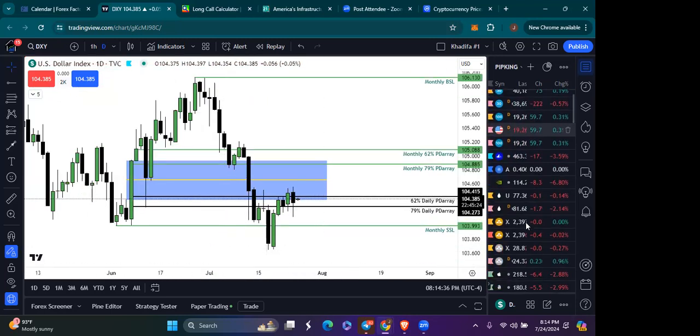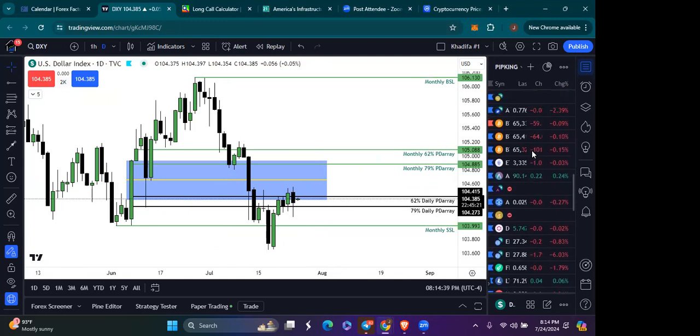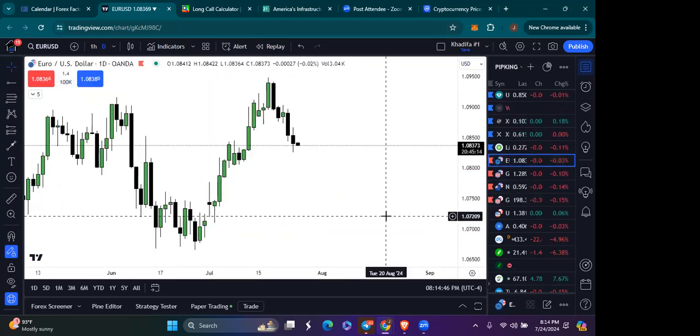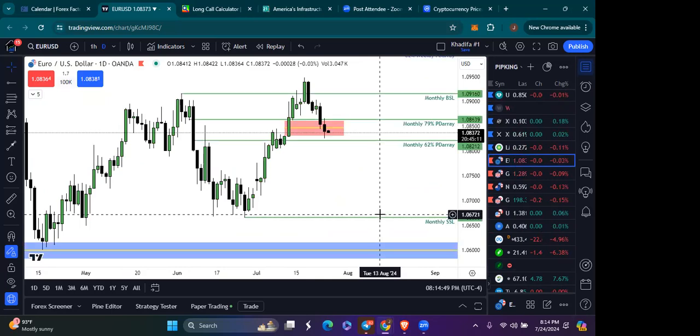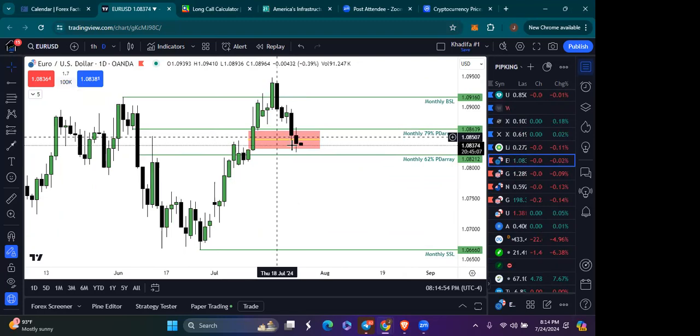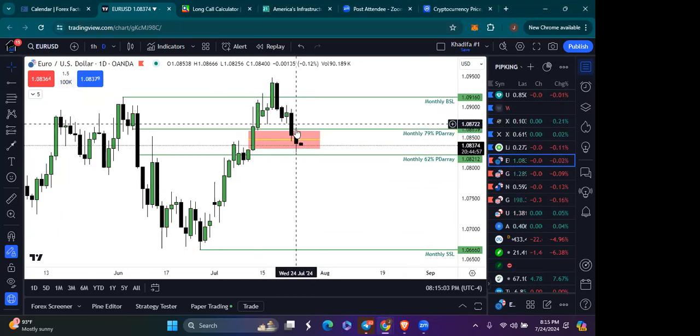Cool beans. So with that being said, let's look at our currency. All right, so we are back down inside the identified area that I marked in the beginning of the week analysis. I told you guys that I wanted to see us come down into these levels, right? We're down into these levels now.